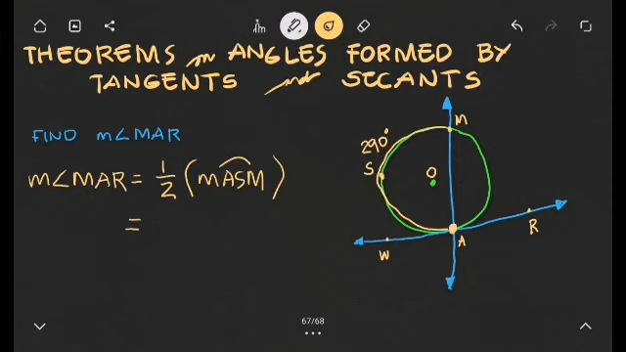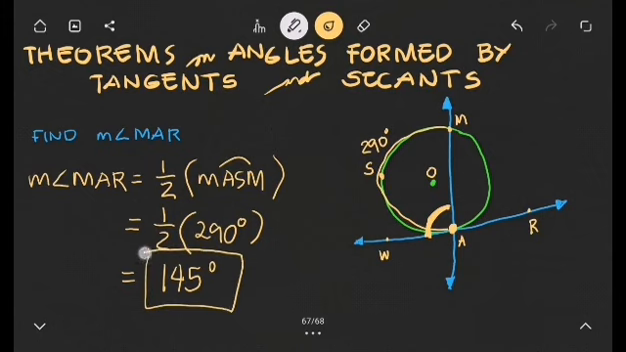Okay, so based from the illustration, ang measurement niya is 290 degrees. Okay, so 1/2 of 290 degrees is equal to 145 degrees. And that is the measurement of this angle. So this is equal to 145 degrees.